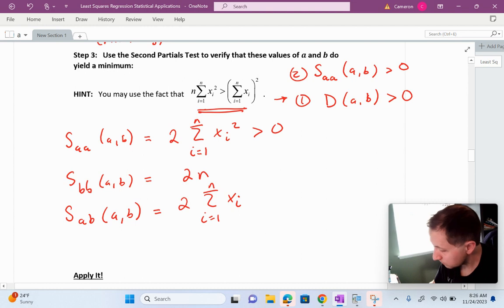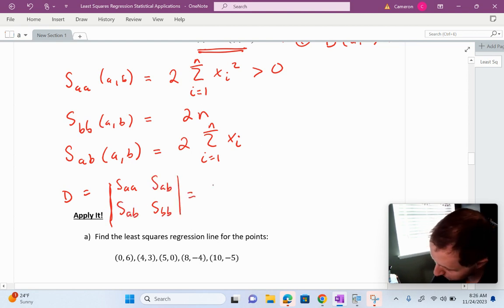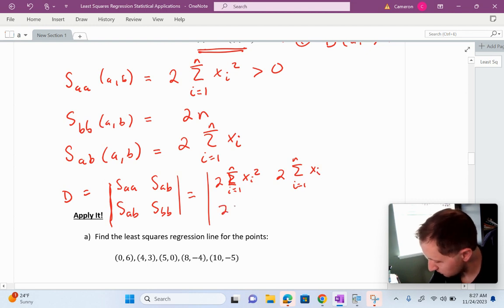Okay. And so now let's calculate our Hessian, D. I'm going to arrange it as a matrix. Remember, you don't have to. But this would be S sub AA, this would be S sub BB, and then this would be my mixed partials, S sub AB. So as a determinant, this would be 2 times the sum i equals 1 to n of xi squared, 2 times the sum i equals 1 to n of x sub i, 2 times the sum i equals 1 to n of x sub i. The off diagonal has the same element there, right? Because by Clairaut's theorem, these are equal, and then 2n.